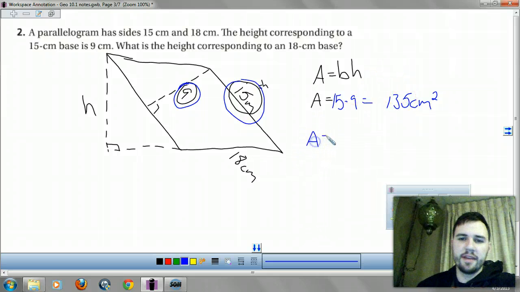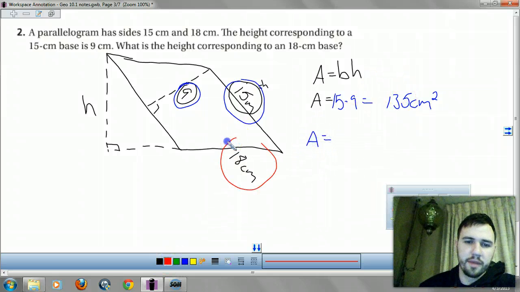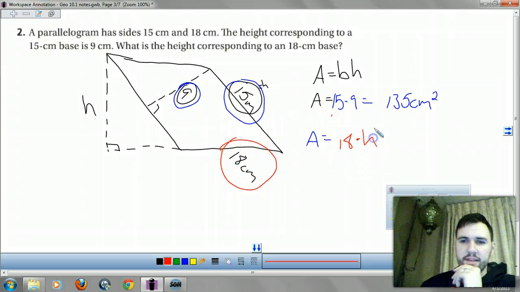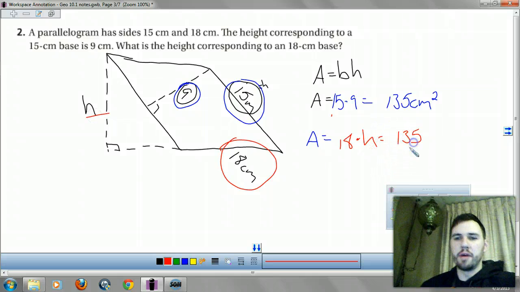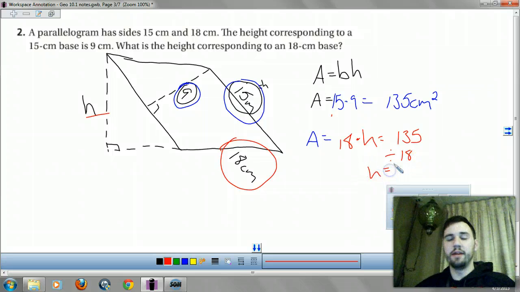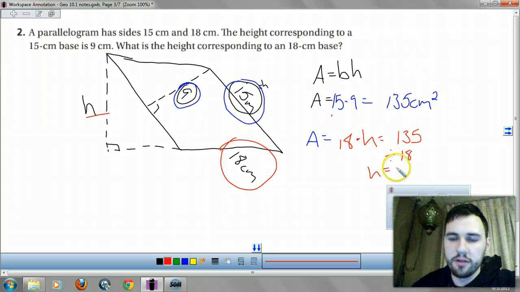Now, if I set my area for 18 as my base, I have to find this height. Well, my area was 135 from up above, so I can divide that by 18. I get my height is 7.5.